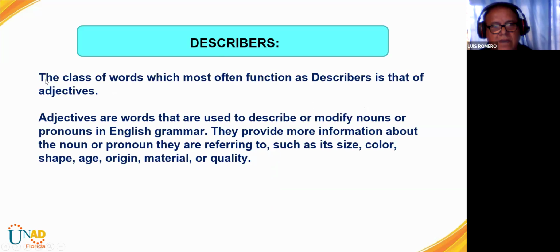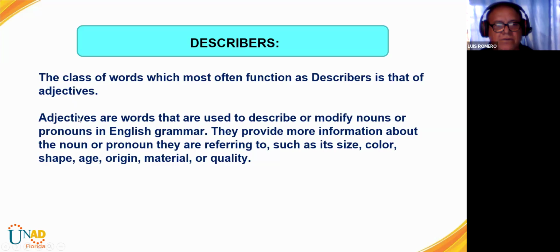Here you have some information. The class of words which most often function as describer is that of adjective. Okay, generally speaking, adjectives are the words that describe. But you will see in a couple of minutes that you can have nouns that describe, and words in -ed or in -ing that describe nouns too.